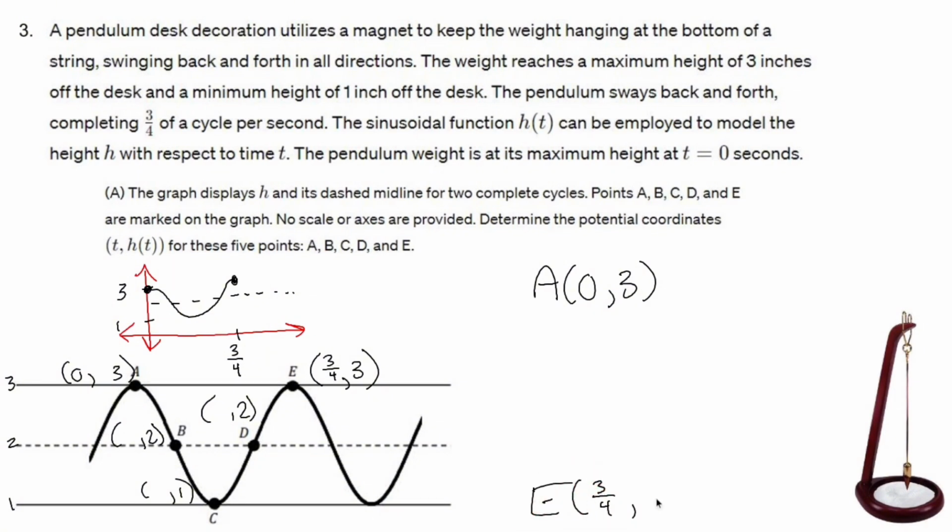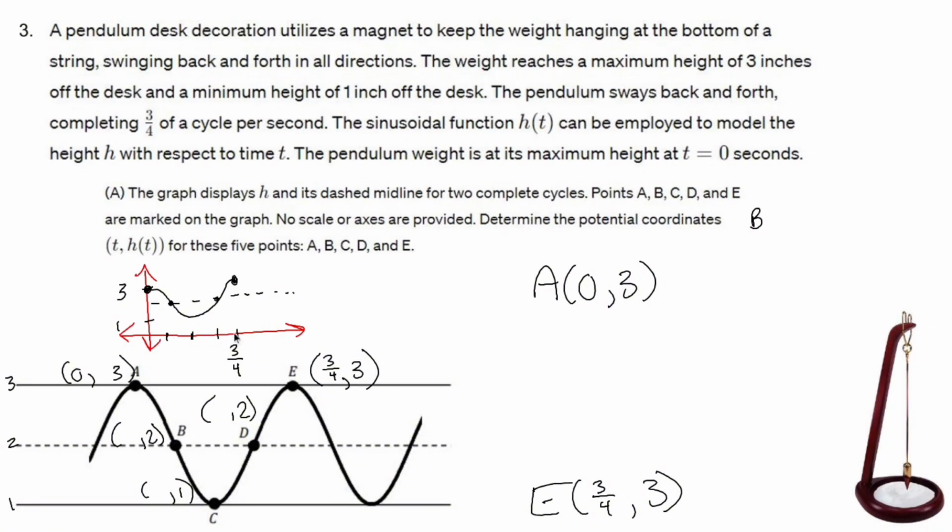Now, if you're like, whoa, 3/4, where did that come from? It completes a cycle at 3/4, which means the period is 3/4. All right, now we're going to have to do a little bit of math. Everything is going to be based on the fact that we start at 0 and we end at 3/4. So it hits its minimum at half of 3/4. It hits the midline here at 1/4 of 3/4, and it hits the midline again at 3/4 of 3/4. So B is going to happen at 1/4 of 3/4.